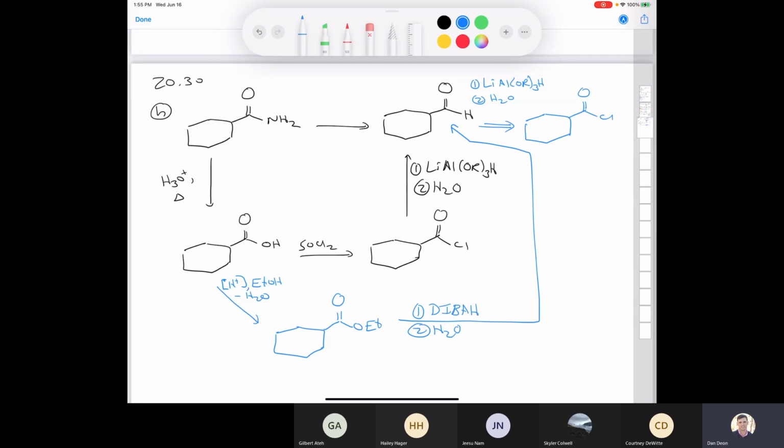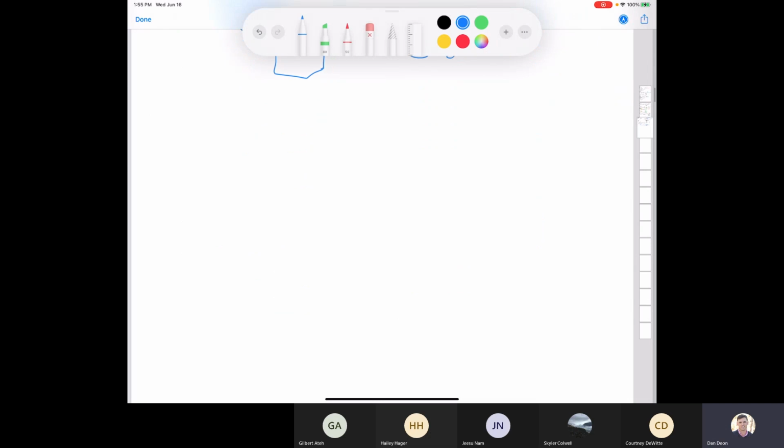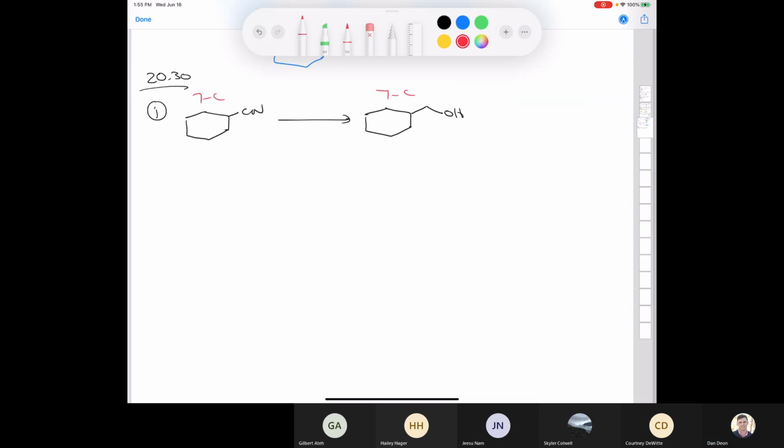Let's take a look at I. So in I, we're starting with a nitrile again. So this is 20.30 I. So we're starting out with this nitrile like that, and we want to convert it into this alcohol. There's no change to the carbon skeleton, right? We have a total of 7 carbons over here. We have a total of 7 carbons over here.